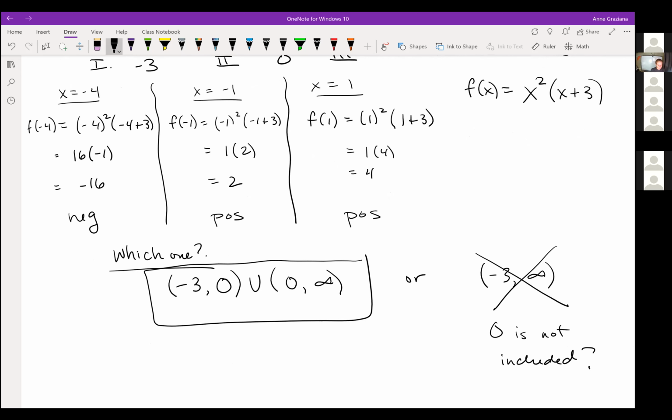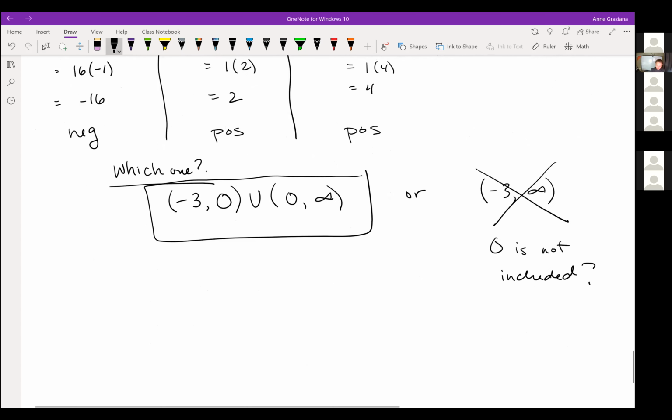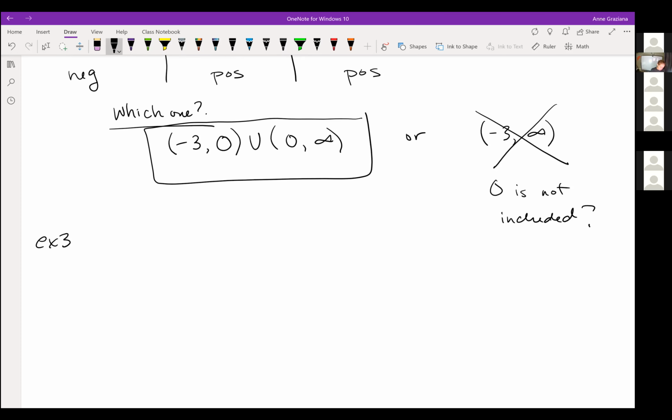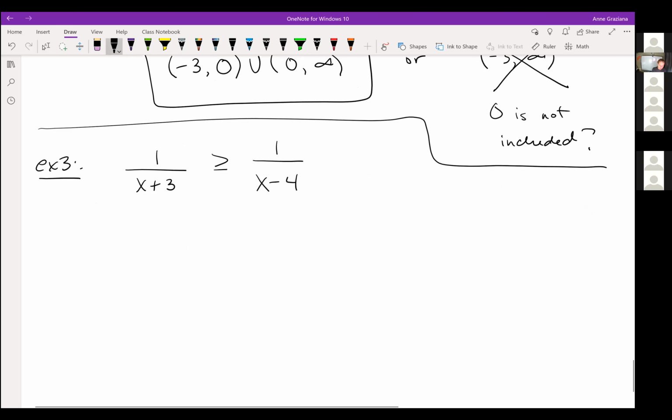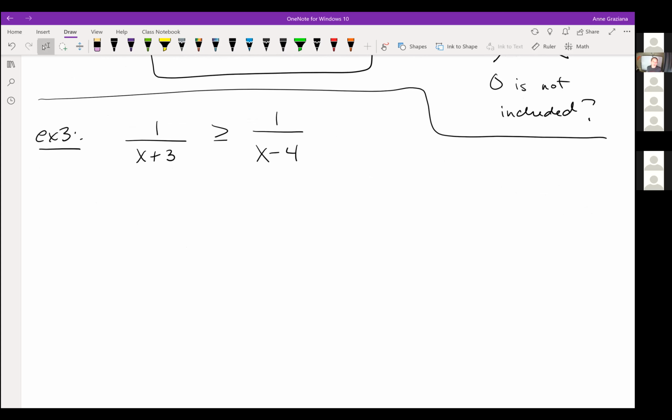All right. Okay, we are cruising along here. Here we go. Example 3: 1 over x plus 3 is greater than or equal to 1 over x minus 4. I'm going to give you a minute to try this on your own. Give you like a 2-minute head start, and then I'll start going through the steps and you can check if you're getting it right. But try it yourself.